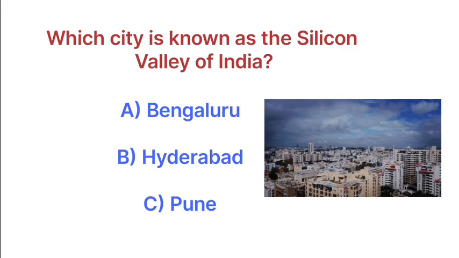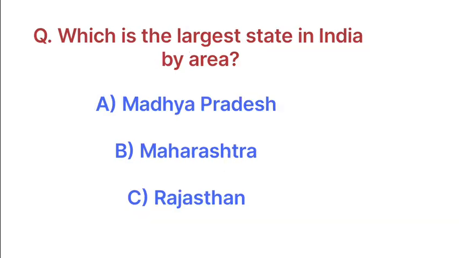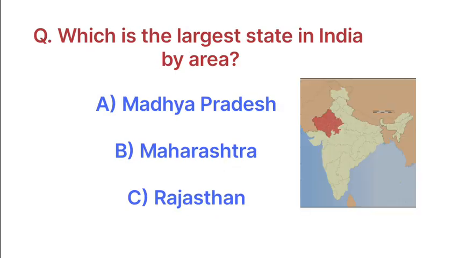Which city is known as the Silicon Valley of India? Answer: Bengaluru. Which is the largest state in India by area? Answer: Rajasthan.